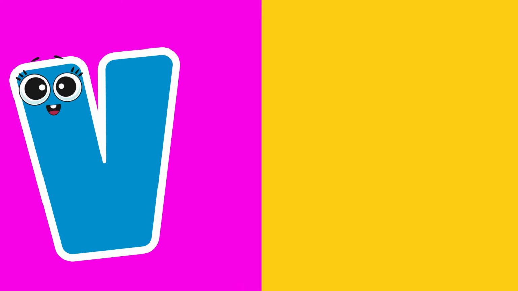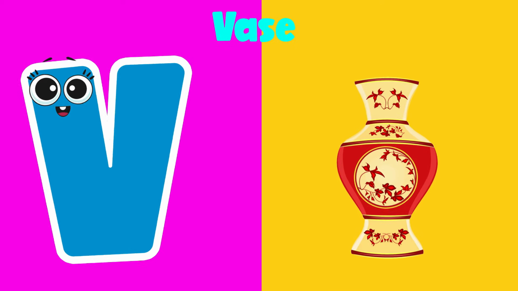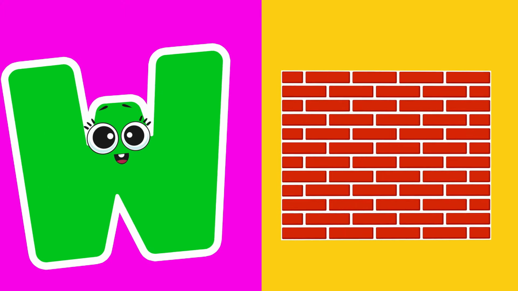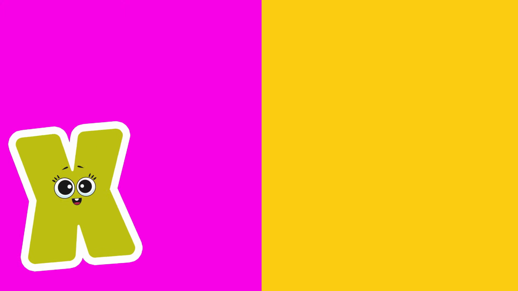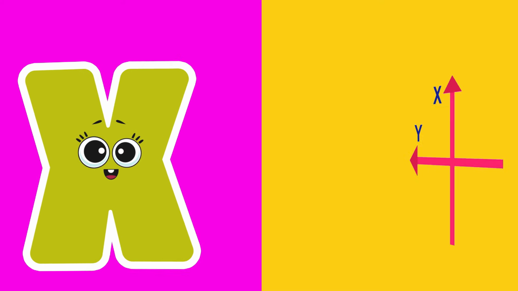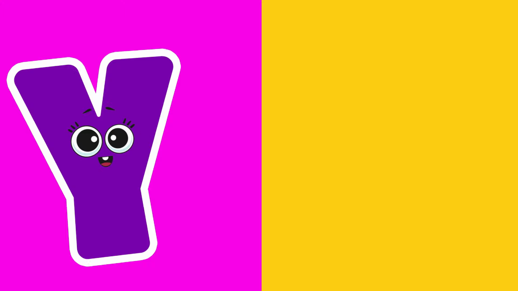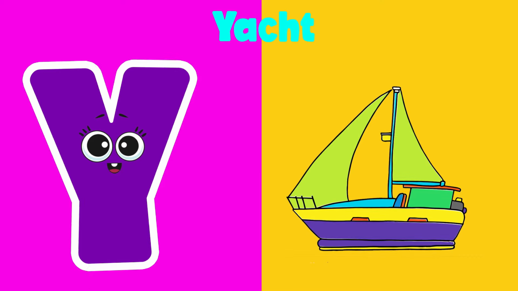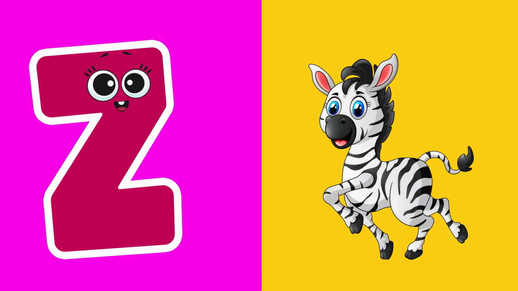V, vase. Vase. W, ball. Ball. X, x-axis. X-axis. Y, yacht. Yacht. Z, zebra. Zebra.